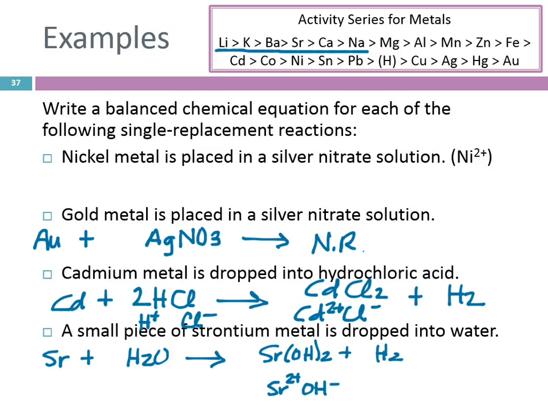Is it balanced? No. The strontium's okay. How about the oxygen? 1 oxygen, 2 oxygens. Okay, so put a 2 here. That didn't change the strontiums. 4 hydrogens. 2 plus 2 is 4 hydrogens. It's balanced. Any questions?